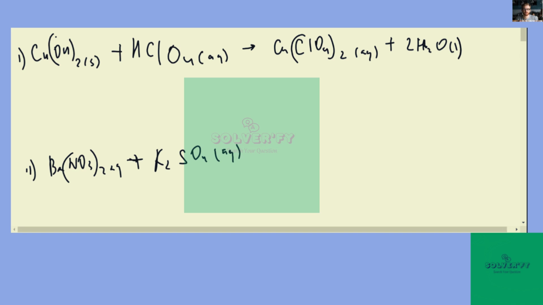So let's see if everything is balanced. We need to add 2 before HClO4 on the left side. So now everything seems to be balanced. So now we can write down the complete ionic equation.